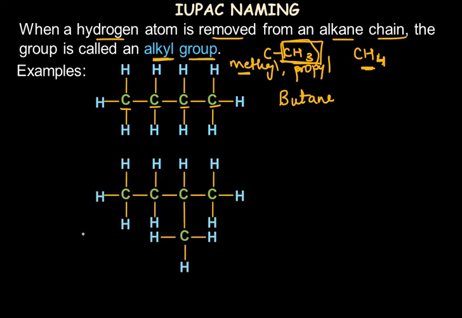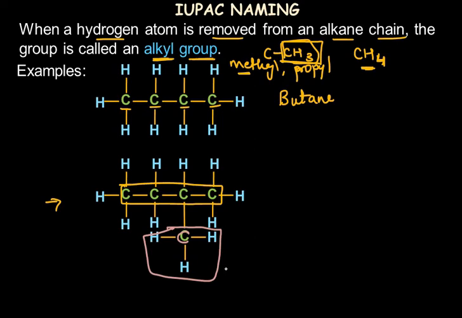Now the next organic compound also is butane, because here the longest chain carries 4 carbon atoms. But here there is a substituent group bonded to one of the carbon atoms which carries only 1 carbon atom. So the substituent group is a methyl group because it carries 1 carbon atom, and as we have discussed earlier, with 1 hydrogen atom less, so it is methyl.